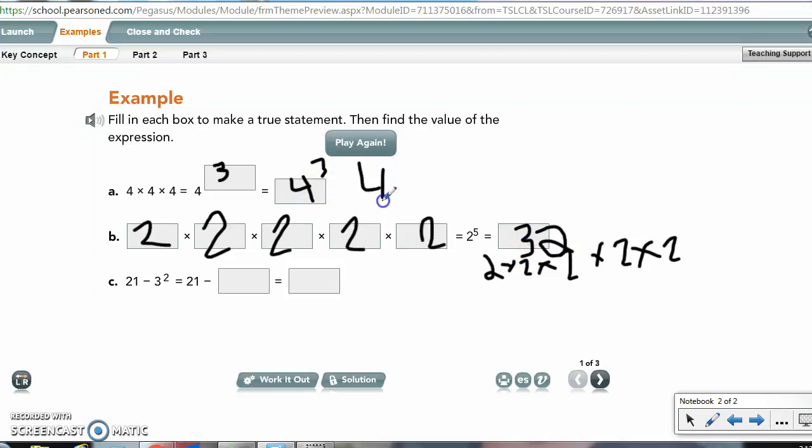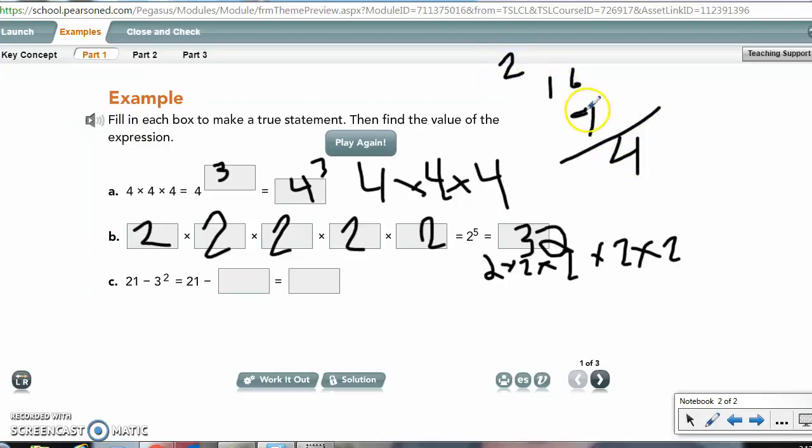Now here, what if I have 4 times 4 times 4? Well, 4 times 4 is 16. And 16 times 4, what's 16 times 4? Well, 6 times 4 is 24. Carry my 2. 4 times 1 is 4, plus 2 is 6. So in this box, I can technically have 64.